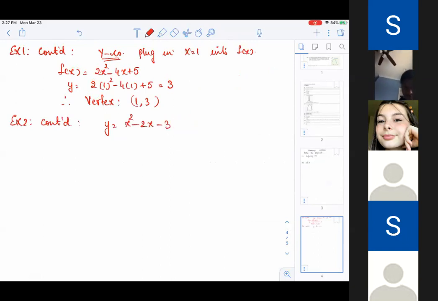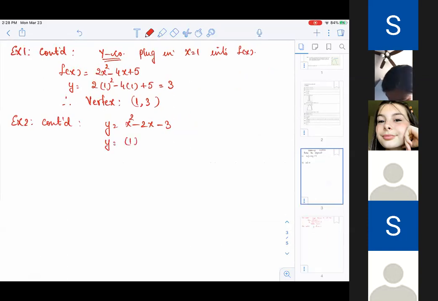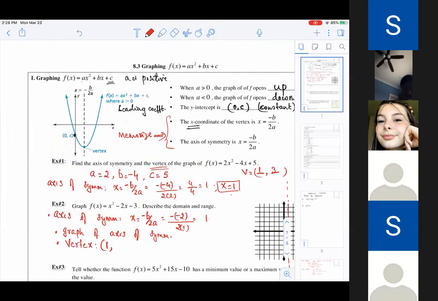Is that correct? Yes. So the y coordinate is going to be 1 squared minus 2 times 1 minus 3, which is? -4. Correct. So the vertex is 1, -4. Okay, 1, -4. Next step, I want you guys to plot the vertex.